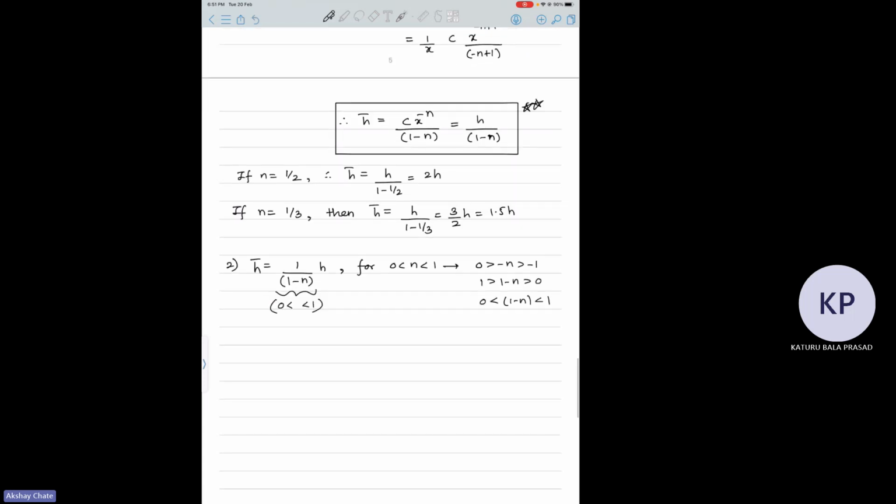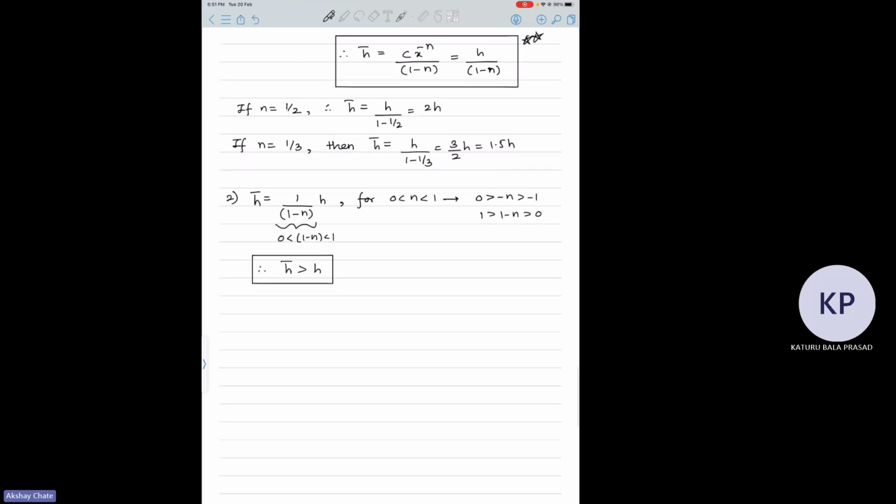If we take the inverse of this, actually, I don't want to do it this way. See, the denominator is always less than 1 and in the numerator you have 1. Therefore h bar will always be greater than h. So what I am trying to say is your average heat transfer coefficient will always be greater than your local heat transfer coefficient. That is also sometimes asked.